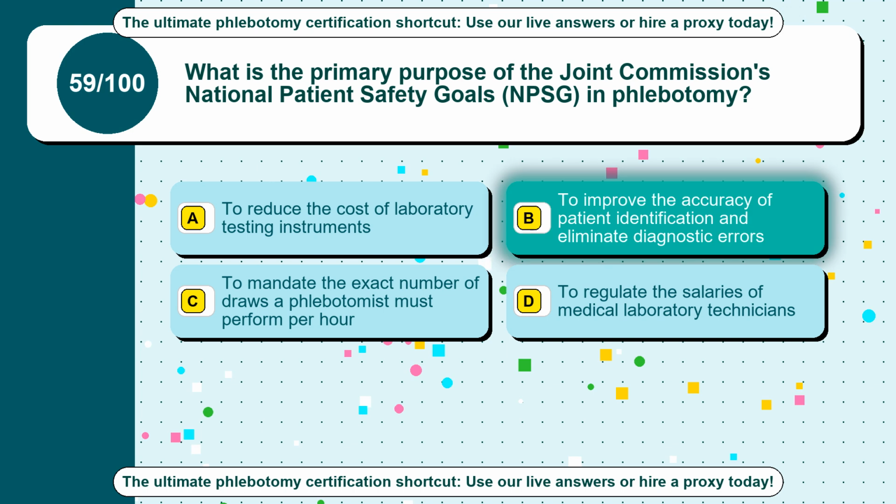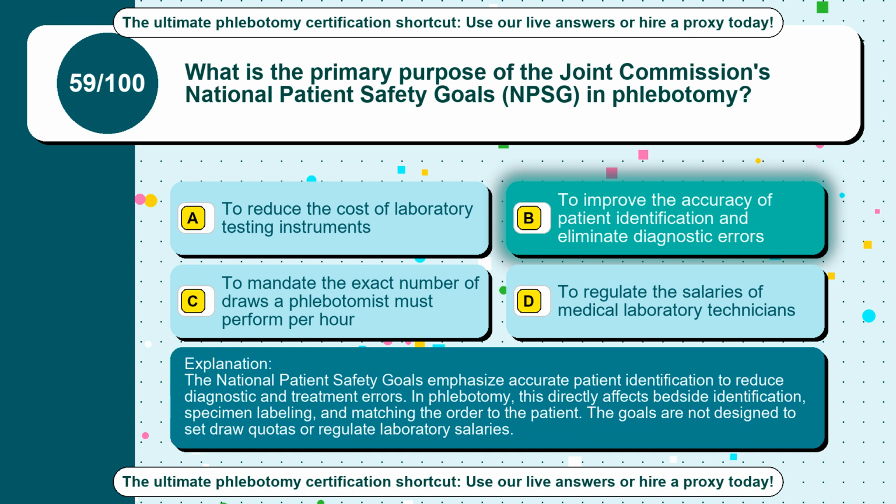The correct answer is option B. To improve the accuracy of patient identification and eliminate diagnostic errors. The National Patient Safety Goals emphasize accurate patient identification to reduce diagnostic and treatment errors. In phlebotomy, this directly affects bedside identification, specimen labeling, and matching the order to the patient. The goals are not designed to set draw quotas or regulate laboratory salaries.